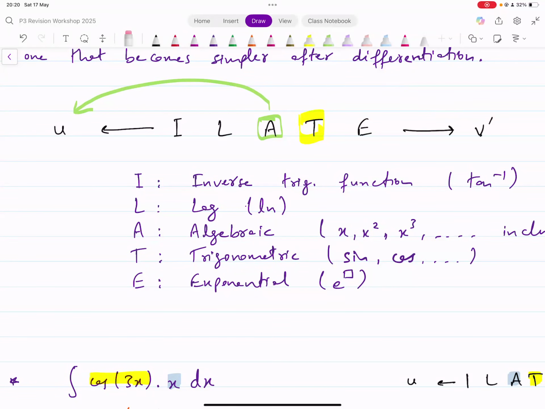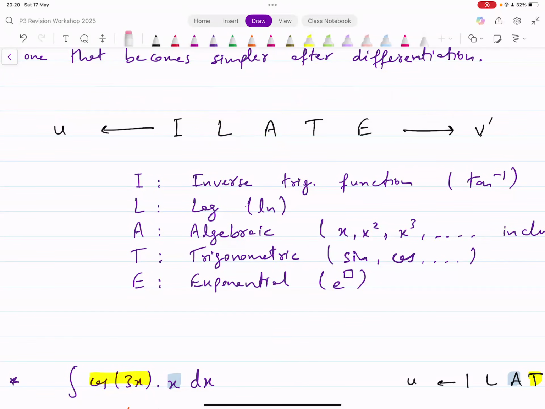If you had algebraic and, for instance, log, what would happen in that case? Amongst these two, algebraic is on the right, so we take that as v dash. Log is on the left, so we take that as u. So in ILATE, whatever is on the left side, you take that as u. Whatever is on the right side, take that as v dash.